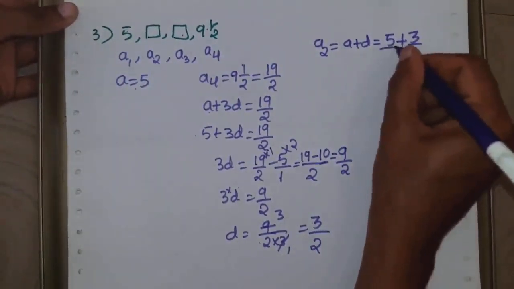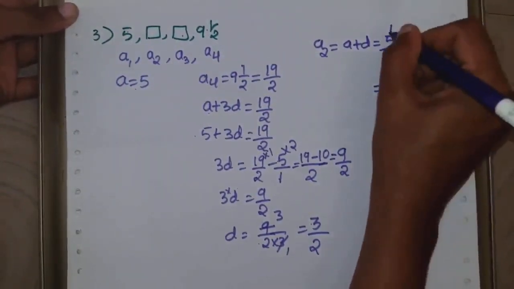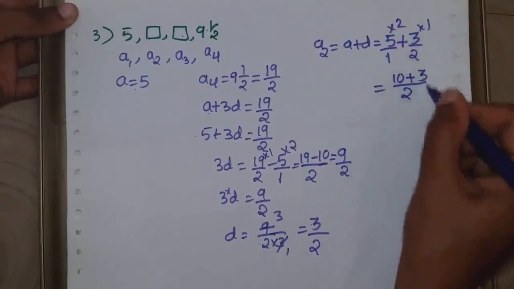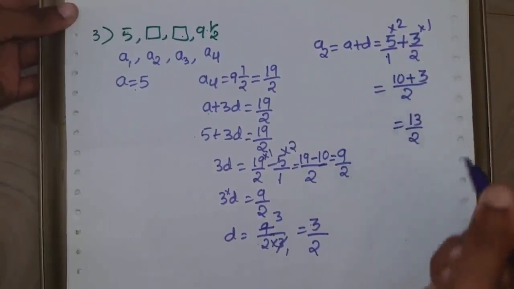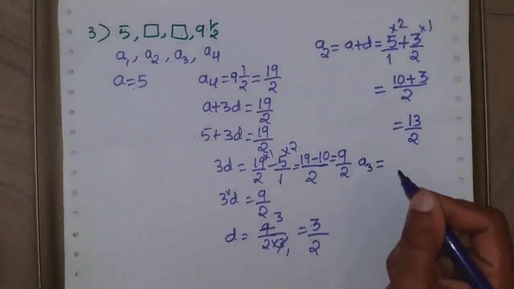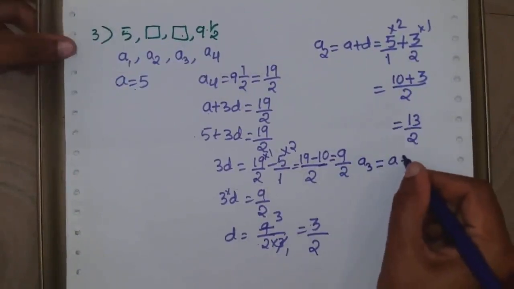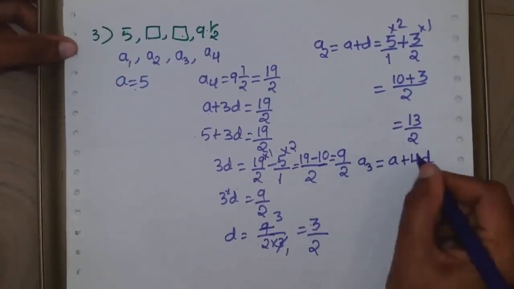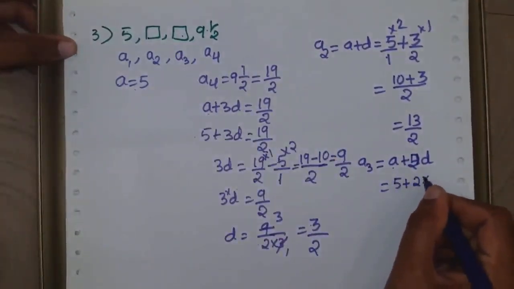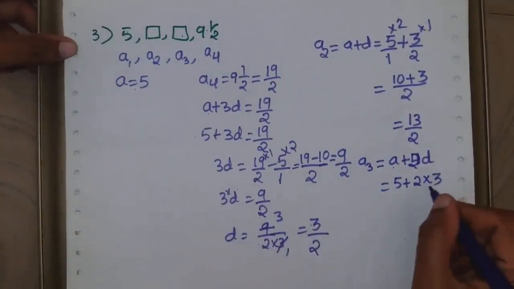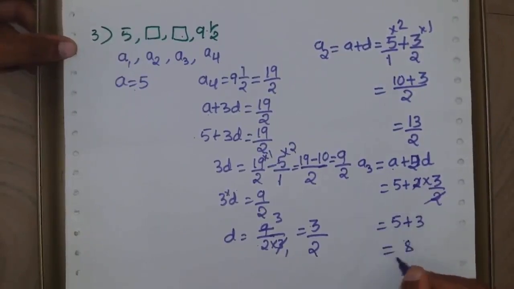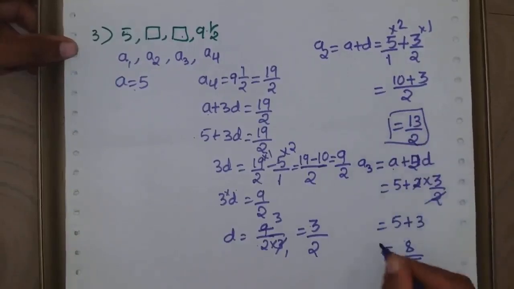Yes, again I am taking LCM. LCM is 2. 2 1s are 2, 2 5s are 10, plus 3, 13 by 2. So A2 is 13 by 2. Yes, then A3 is A plus 4D. Sorry, A plus 2D. A is 5 plus 2 into D is 3 by 2. 2 1s are 2, 2 1s are 2. This equals 5 plus 3 equals 8. This is the third term. This is the second term.